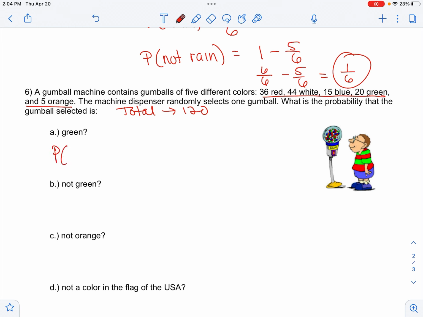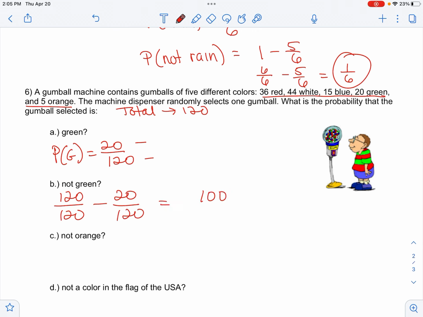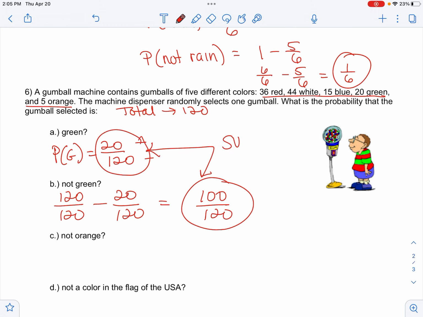Okay, so probability that it's green, 20 green out of 120 gumballs. Not green, well, if 20 out of 120 are green, not green would be 1 minus that. I know you guys don't have to really show this. And I'd get 100 out of 120. So these two together have a sum of 1, or 120 over 120. Okay, green and not green.